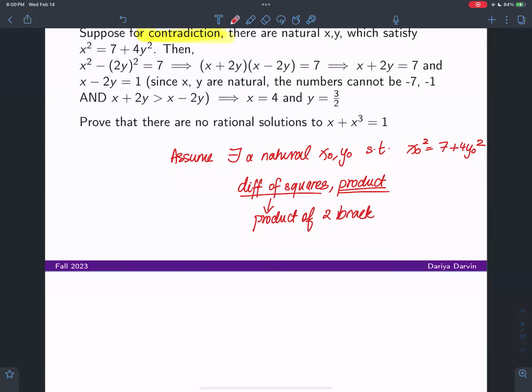brackets, and equals a number that is easily broken down. And this is going to sound weird. I'll tell you what this means.